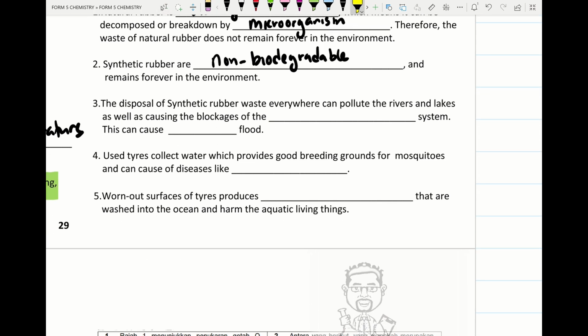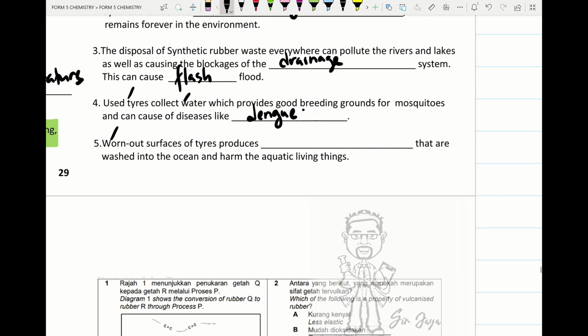The disposal of synthetic rubber waste everywhere can pollute the river and lake as well as cause blockage of the drainage system, and this can cause flash flood. We move on to point number 4. Used tires collect water which provides a good breeding ground for mosquitoes and can cause diseases like dengue. Point number 5. The worn out surface of tires can produce microplastic that can wash into the ocean and harm the aquatic living things.